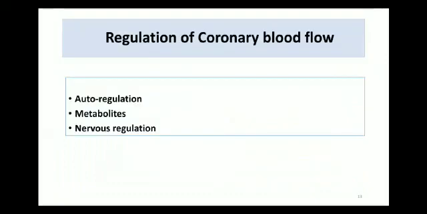Now how is the coronary blood flow regulated? There has to be some regulation. The heart should be able to control its blood flow. So one is autoregulation, second is metabolite regulation, then there is nervous regulation also, like in any other case. Autoregulation is present in the heart, but it is not as marked as in the cerebral circulation. We'll discuss cerebral circulation. There you can see that this plays a lot of role.